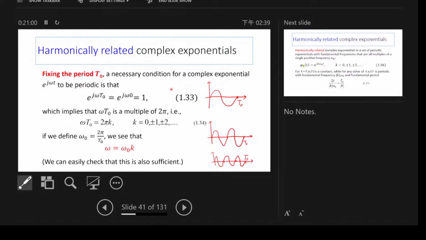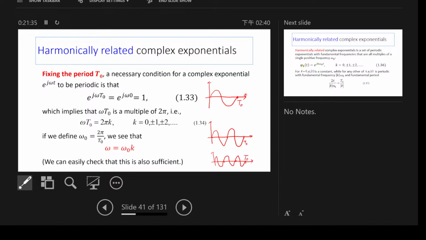But now we want to study a set of complex exponentials that share the same period. Okay, so what we do is we fix some period t naught, and we want to see which complex exponentials all share the same period. So we can have a signal that has t naught as its fundamental period. So we will look at this, and it keeps oscillating.